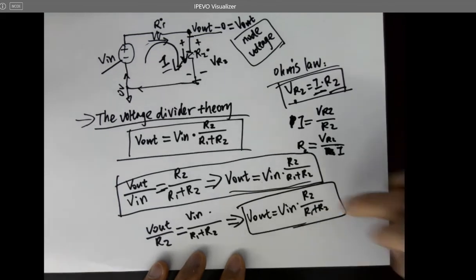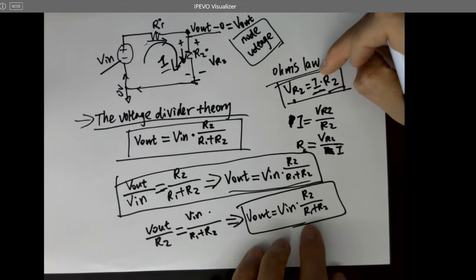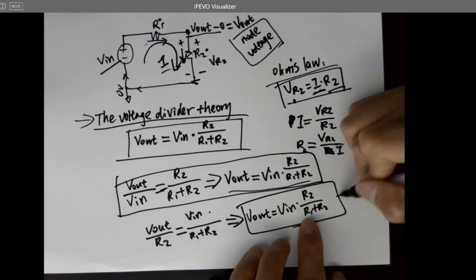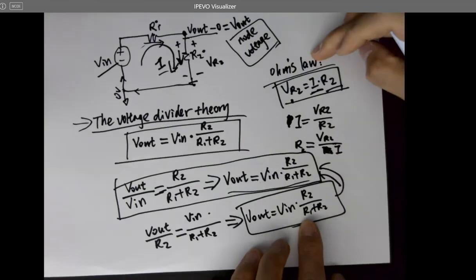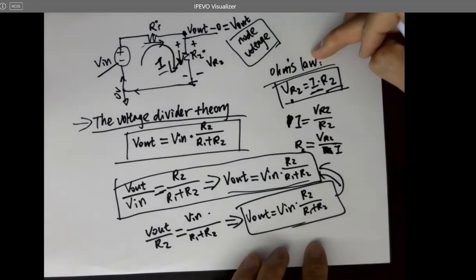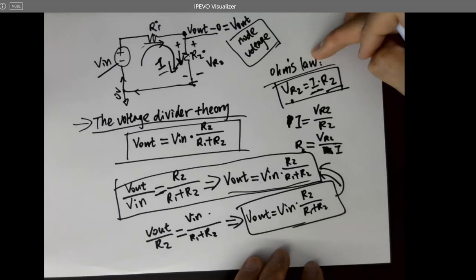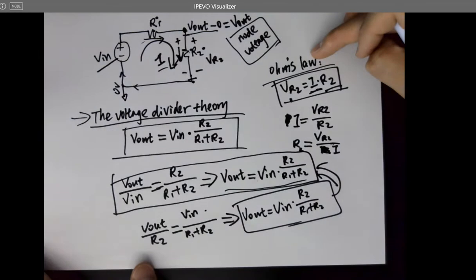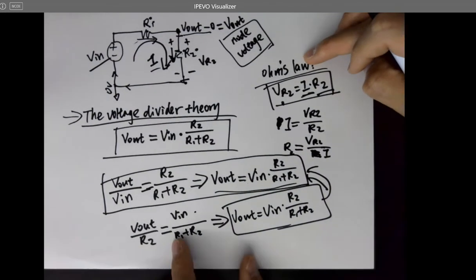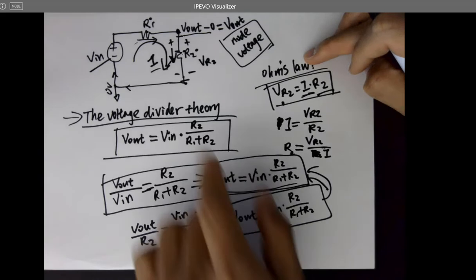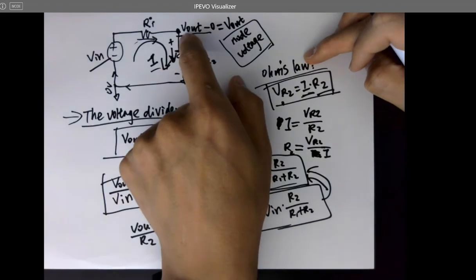So this came from Ohm's law, so it's going to be valid. So that's how this is derived. Voltage divider theory. Because they have the same current, you do not have to calculate for current all the time. You directly just do this. You can get VL really quickly.